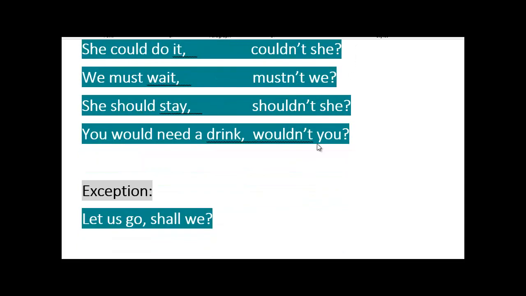Okay. Moving on, one exception, like let's go, shall we? Okay, yeah, shall we? So here, let's go and shall we are both positive actually. That's just a very rare exception, and that's in just normal day-to-day words actually that we use. Okay, slang. Okay, shall we?